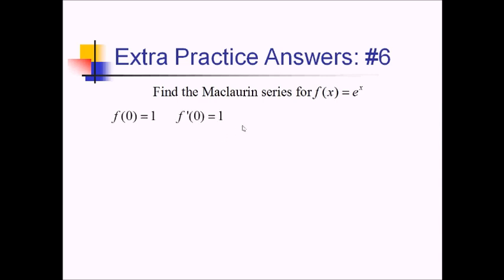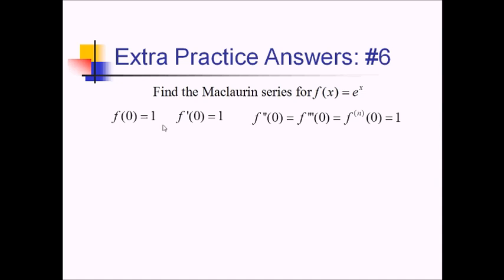In fact, since you keep getting e to the x and plugging in 0, every single derivative at 0 is just going to be 1. F double prime, f triple prime, the nth derivative, all 1. So it's always just going to be 1, and then you might have a factorial to divide by with your x's.